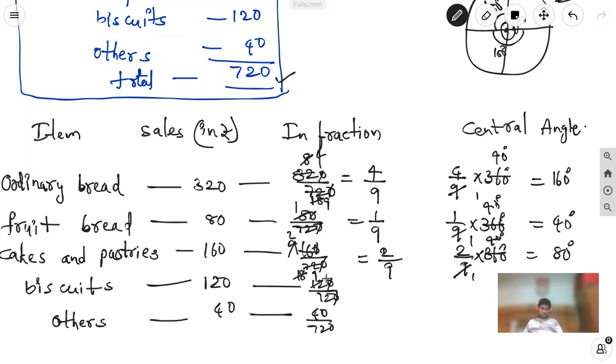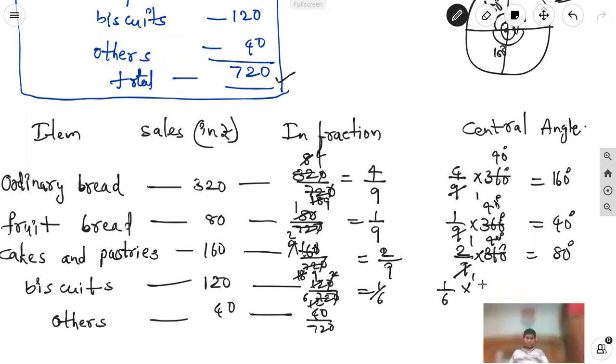Here the zeros cancel. 6 twos are 12, 6 ones are 6. It is equal to 1 by 6. 1 by 6 into 360 degrees. 6 sixes are 36, so the angle is 60 degrees.